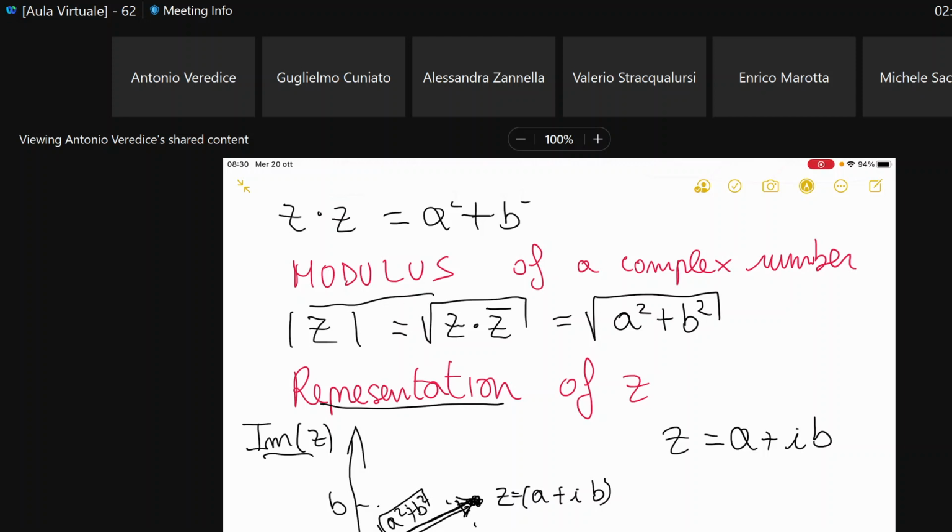So, an application of the conjugate is the modulus. What is the modulus? It is a real number attached to the complex number. By taking the square root of z times z overline, z times its conjugate is equal to A squared plus B squared. Taking the square root of A squared plus B squared, we get the modulus. And this modulus has a geometrical meaning. It's the length of the vector that represents a complex number on the Cartesian plane, on the Gauss plane. Are you okay with this?